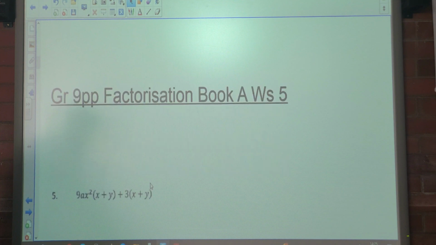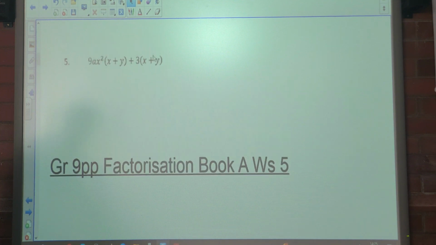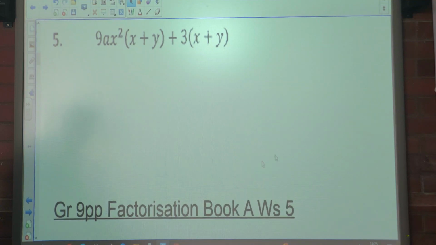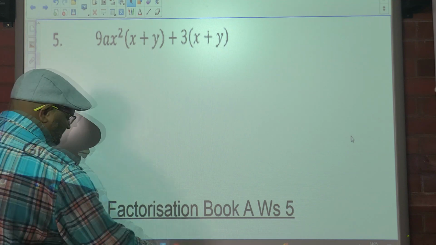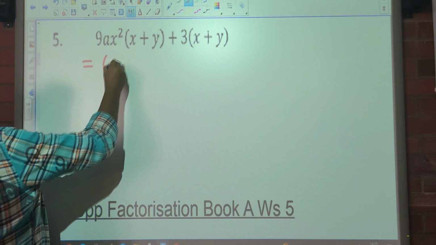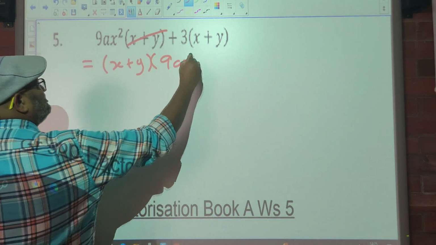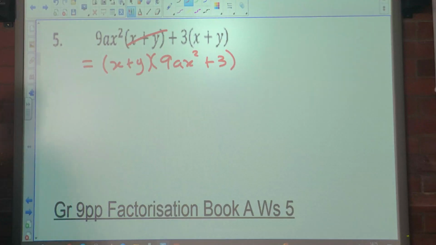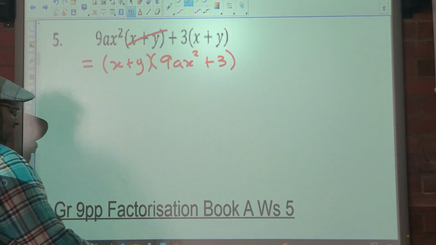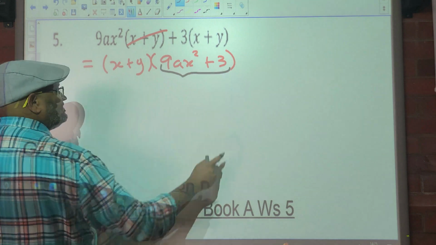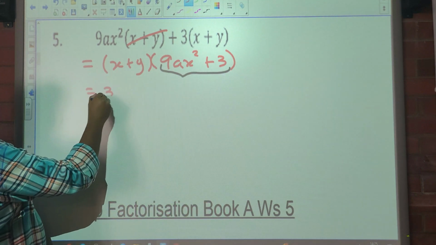Number 5. This worksheet's not so long. Number 5. You got 9ax squared into x plus y plus 3 into x plus y. What is common here? X plus y. What are we left with? 9ax squared plus 3. So what is now common in the second bracket? 3. All agree with that?